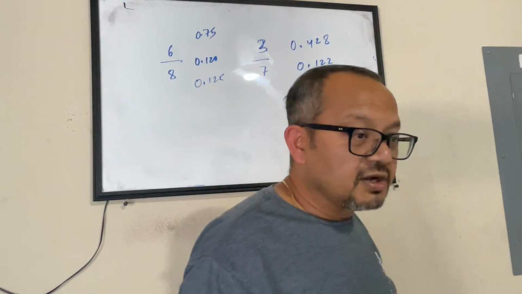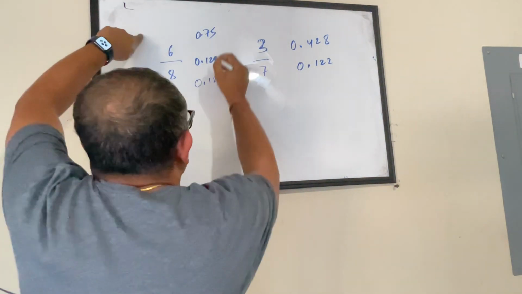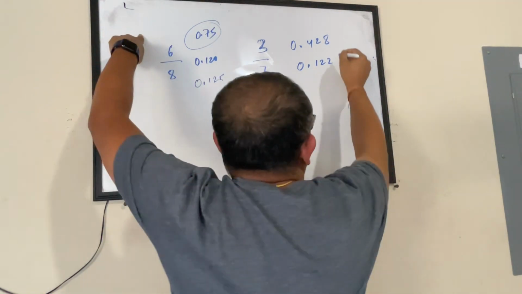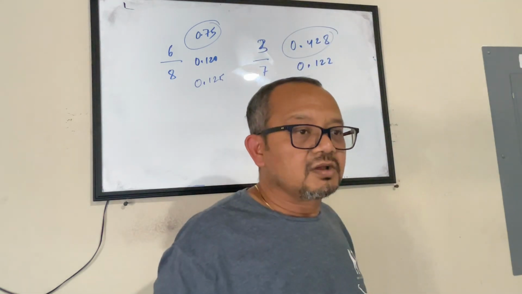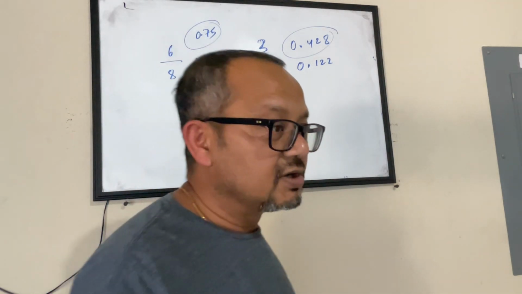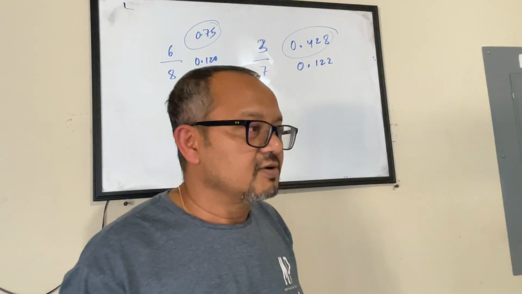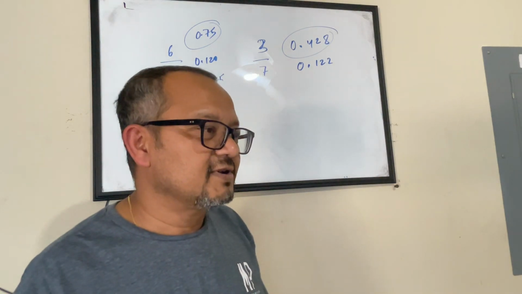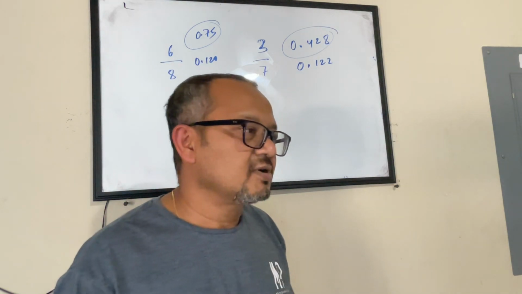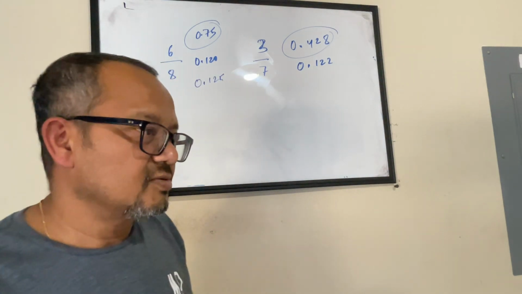And how much did you get, Nihan? The first one I got 0.75, and the second one I got 0.428. Okay. How about you, Yaganya? For the first one, I got 0.75, and the second one, I didn't get the answer, I just keep repeating. Okay, that's an interesting one. Okay, Tasvik, how much did you get? For the first one, I got 0.75, and for the second one, I'm still working on it. Okay. How about you? I got the first one 0.75.